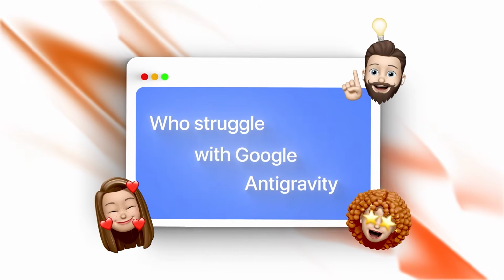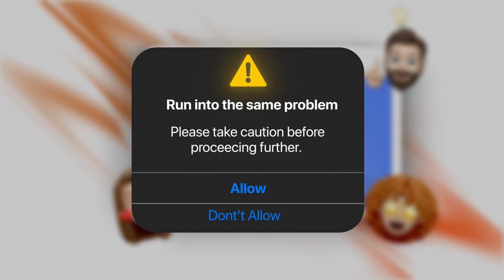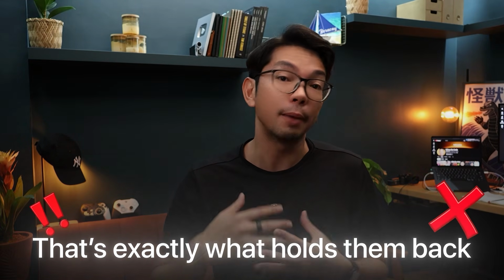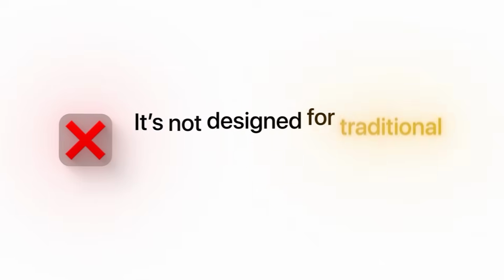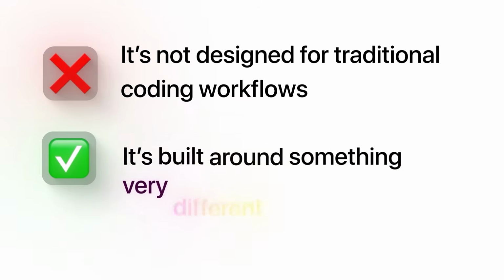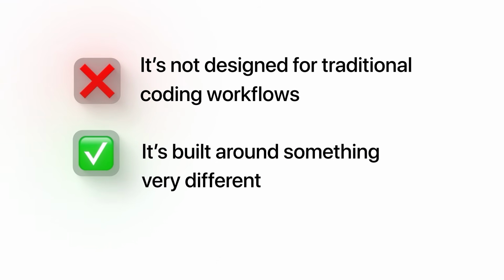Most people who struggle with Google Antigravity run into the same problem right at the beginning. They open it up and then they treat it like a regular IDE. They start writing code line by line, manually editing files and using the agent like it's just a smarter autocomplete. It feels familiar, so it makes sense to approach it that way, but that's exactly what holds them back. That approach completely misses what Antigravity is actually built for. It's not designed for traditional coding workflows where you control every single line. It's built around something very different, and that's where everything starts to change.